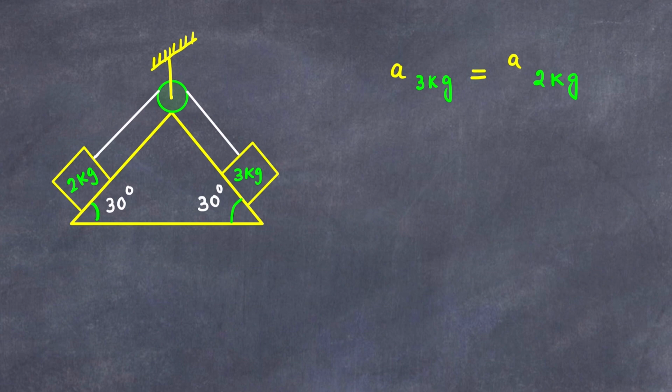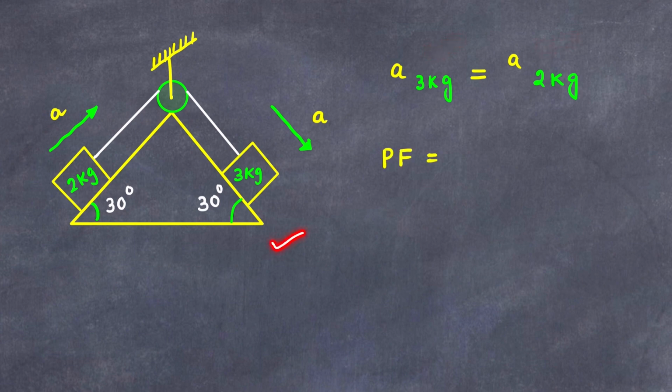So what will happen? The 3 kg block will move away from the pulley and the 2 kg block will move towards the pulley. So that means the 3 kg block is going downward and the 2 kg block is going upward. Now suppose the downward acceleration of the 3 kg block be a. So that means the upward acceleration of the 2 kg block will also be a. Why? Because the acceleration of the 3 kg block is equal to the acceleration of the 2 kg block.